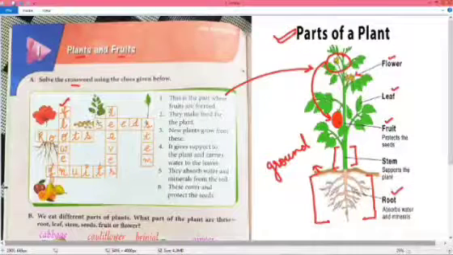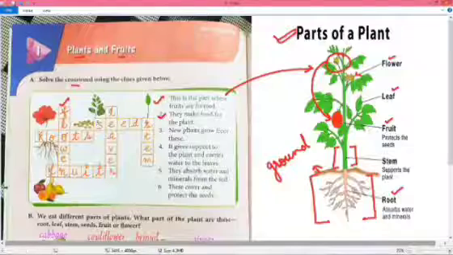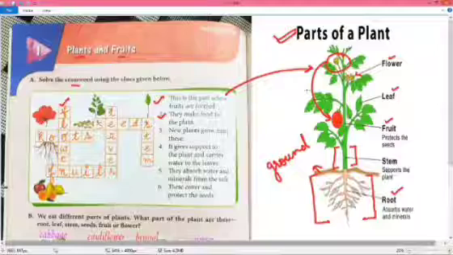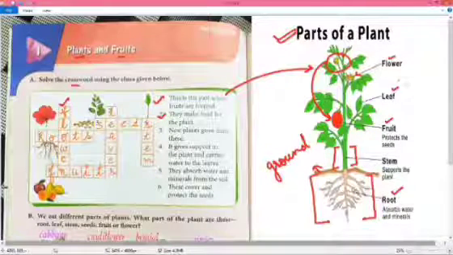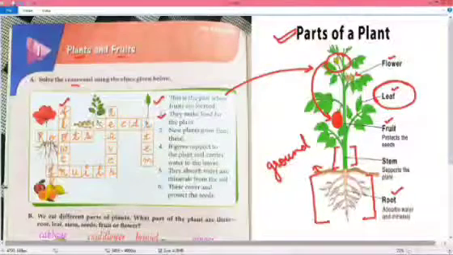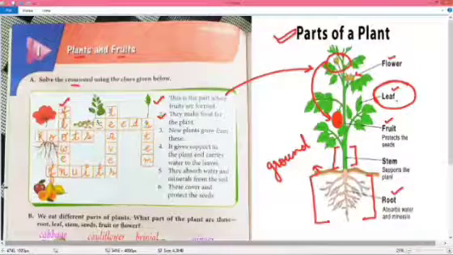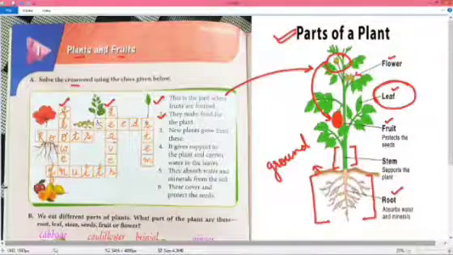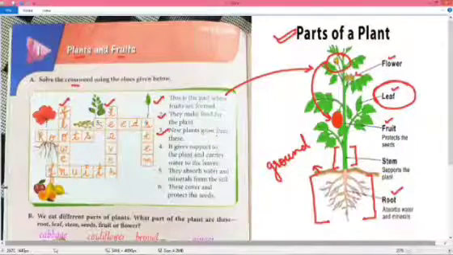Flower. Number 2 is they make food for the plant. Now we have a special room where we make food, that is our kitchen. So plants also have their kitchen. So what is the kitchen called? Leaf. The plant uses water, minerals and sunlight and makes food in the leaf. So the answer will be leaves.